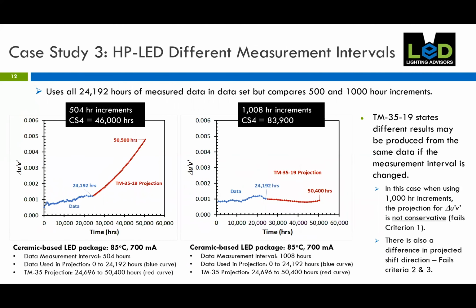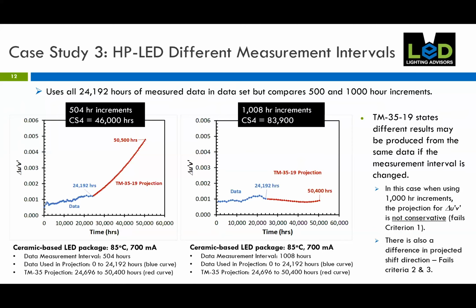So moving to a third case study based on the same high power LED, we wanted to see the impact of the data measurement intervals in the LM80 report and how that impacts how the model projects the chromaticity shift over time. So we compared LM80 data that is measured every 504 hours in this report to 1,008 hours. And TM35, the standard, does state that different results may be produced from the same data if the measurement interval is changed. So we wanted to see how sensitive this parameter is to the results.